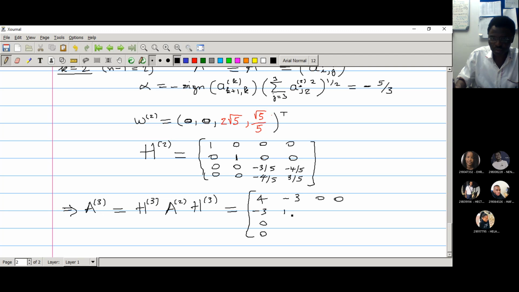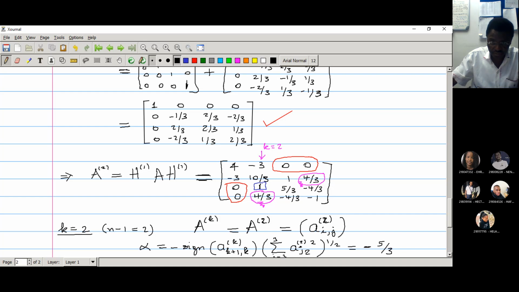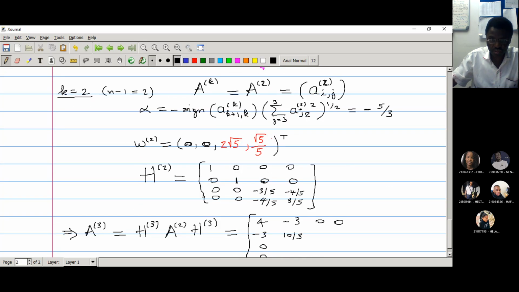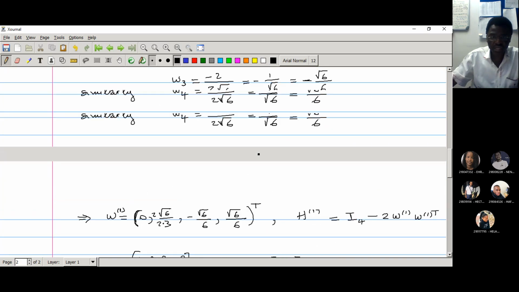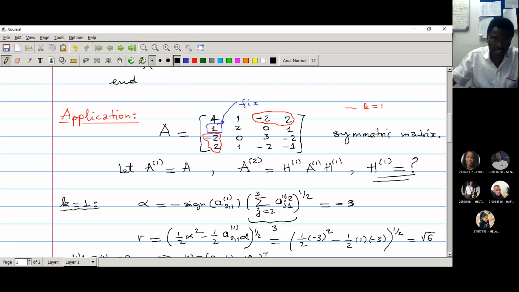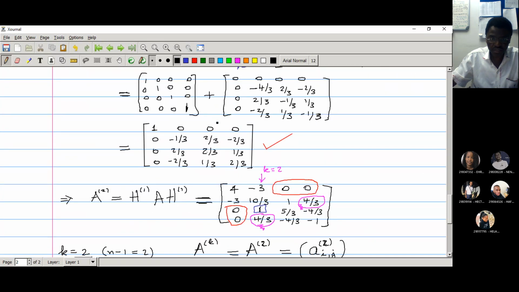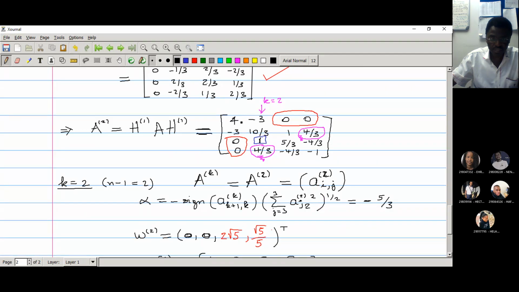obviously this 10 by 3 is unchanged. And why is it unchanged? Because of this one, right? Because of that. So this entry here is unchanged. The same way, when we computed A1 from A, you can see that this 4 was unchanged. Right? This 4 was unchanged. So that's what we have here. That 4 is unchanged.